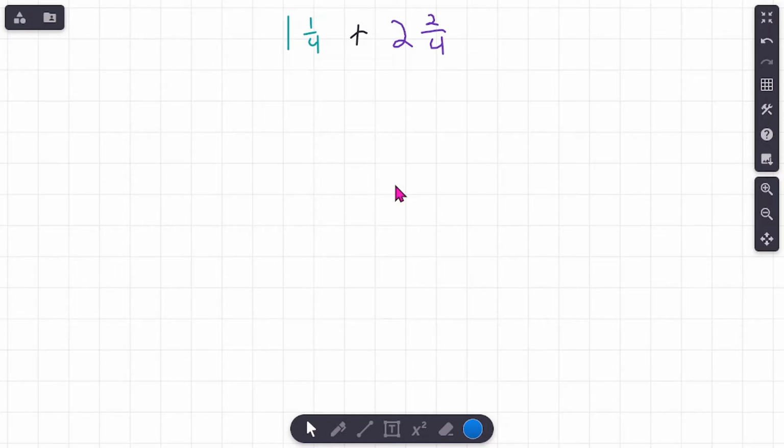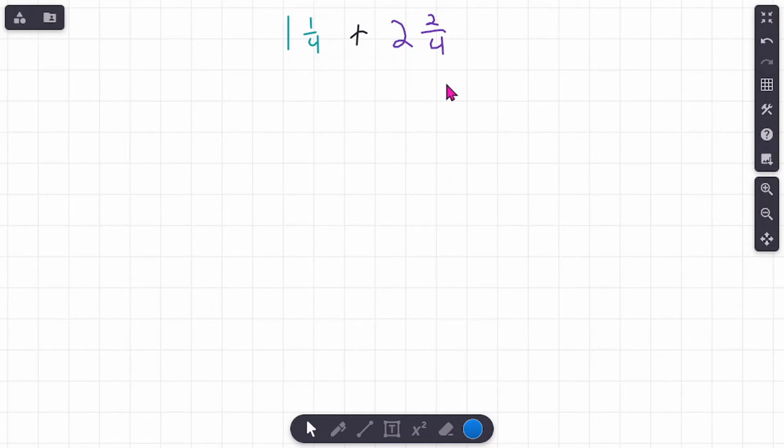Let's try out this first problem. On the screen here, we've got 1 1/4 plus 2 2/4. What we're going to be doing in this video is drawing models. We're going to be drawing some models because I want you to be able to see what this means when we add them. You already know what 1 1/4 looks like. You know what 2 2/4 looks like, but what does it look like when we add them together?